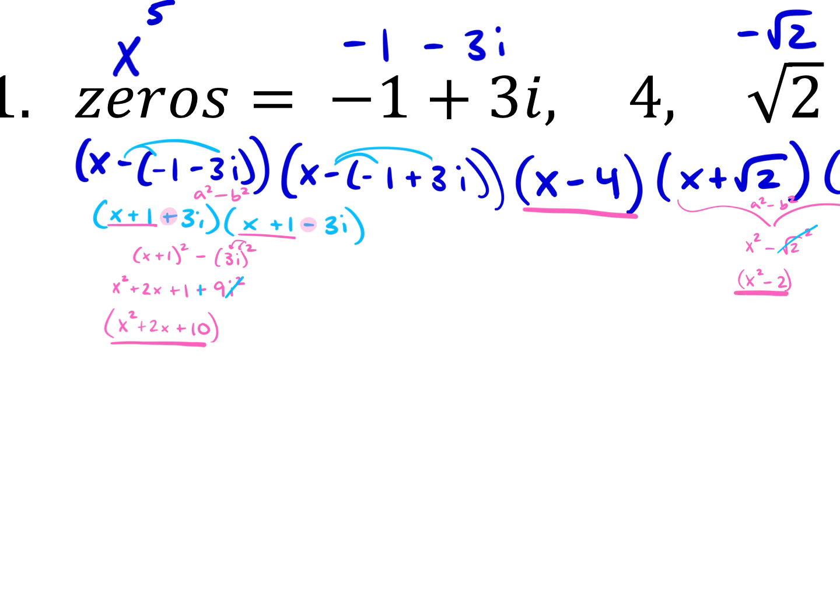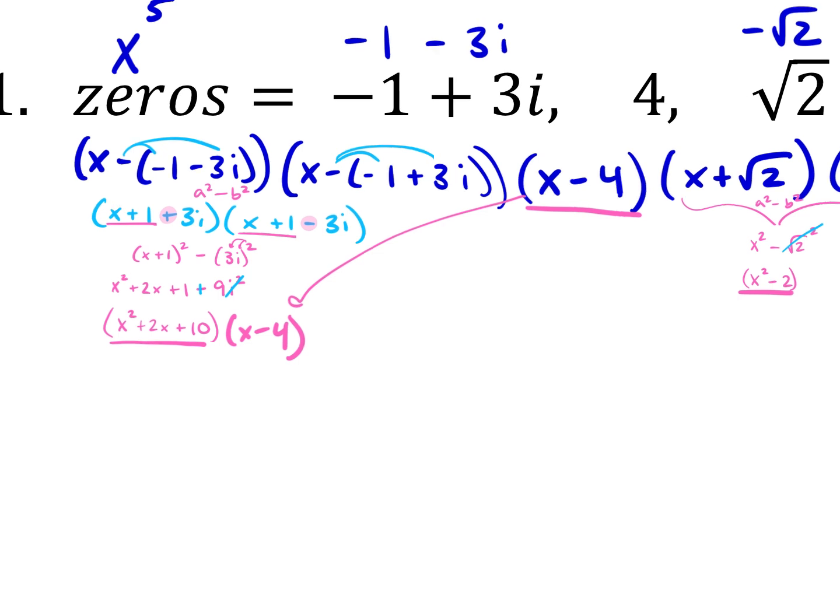The order that we multiply these 3 things in doesn't matter. You can do whatever order you want. If you want to multiply x minus 4 and x squared minus 2 together, you can do that. I'm just going to multiply x squared plus 2x plus 10 to the x minus 4. So I'm going to multiply these together next. And then I'll multiply the x squared minus 2 at the end.